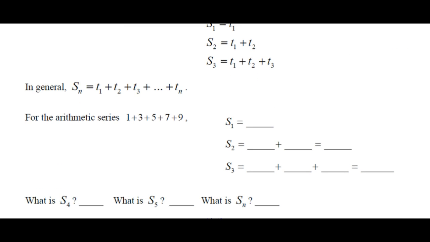Okay, so for the arithmetic series 1 plus 3 plus 5 plus 7, what is the sum of one term of this series? 1, right? You're just going to have 1. Two terms is going to be 1 plus 3, which is 4. Three terms is going to be 1 plus 3 plus 5, which is 9. Four terms, what's 1 plus 3 plus 5 plus 7? 16.